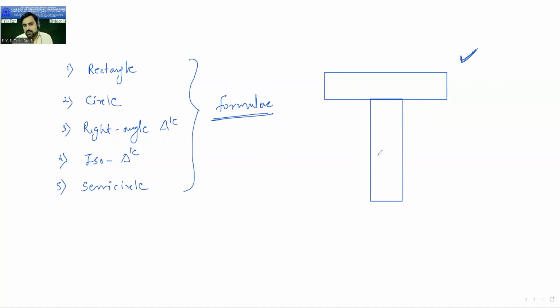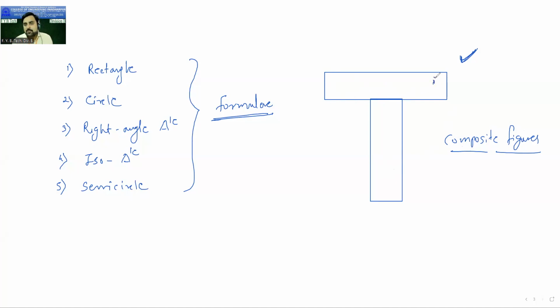So these types of diagrams are called composite diagrams. These are called composite figures. Composite figures are the figures which are made up of 2 or more simple figures. Now this is a T section, but I can simplify this T section into 2 figures.